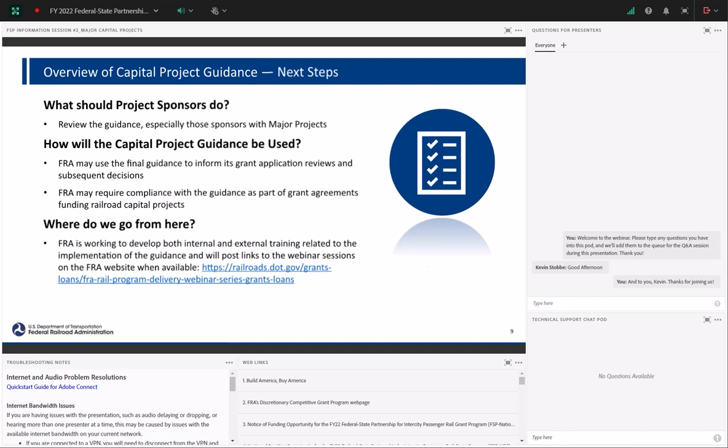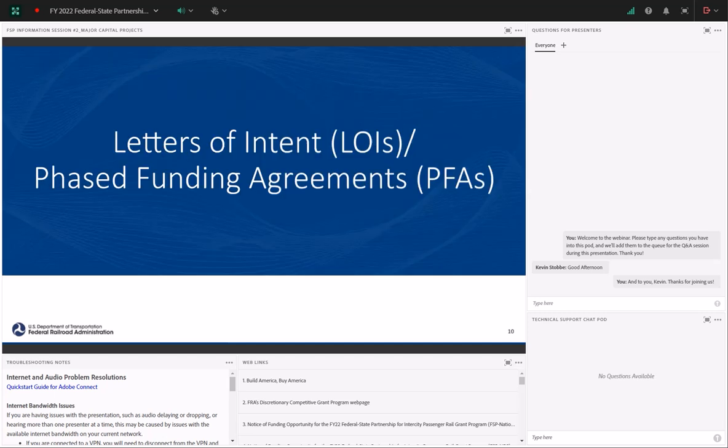So from here, we're going to pivot. I'm going to throw it over to Miriam, and she's going to lead us through a high-level overview of what letters of intent and phased funding agreements are, and what they are by statute. So Miriam, to you.